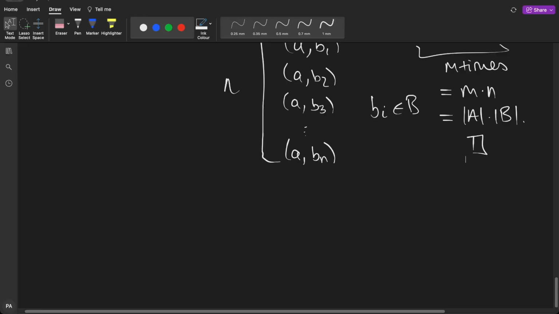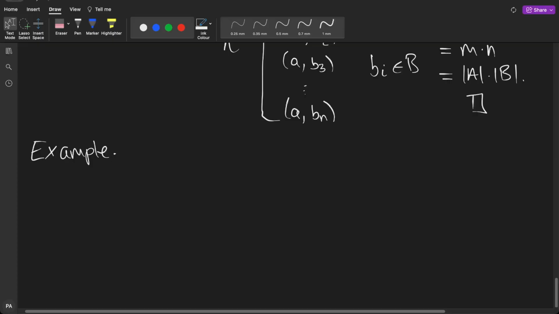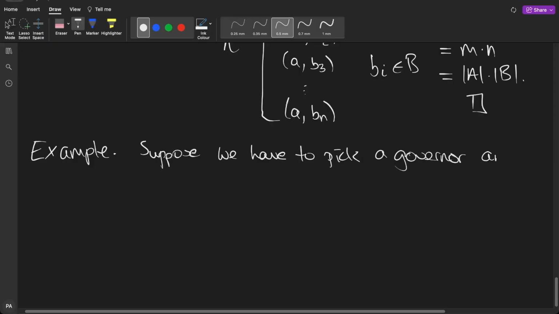So, for the sake of completeness, I think it is wise to go through an example. This proof was a bit long, and it may not have given you the intuition for being able to use the multiplication rule to actually find the sizes of sets. So, let's do the following example. We'll make it another political one. Suppose we have to pick a governor and a constable for our locale.